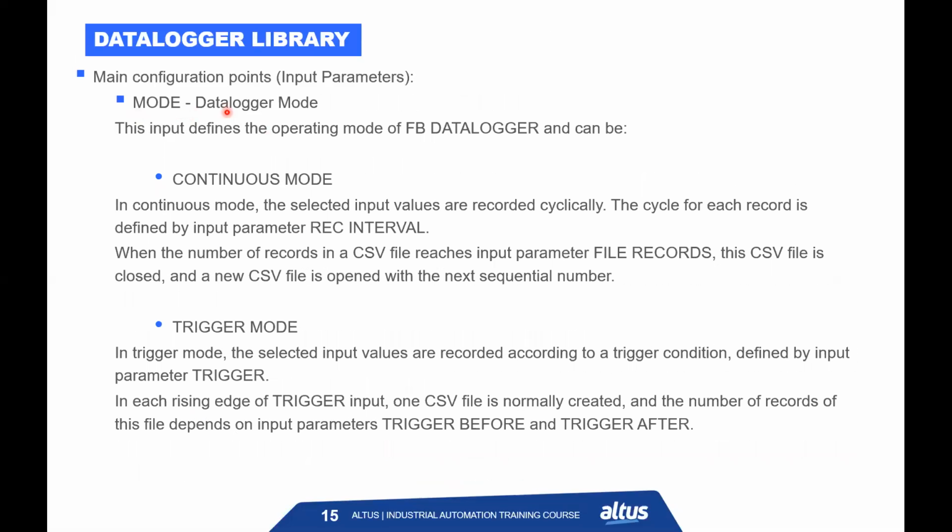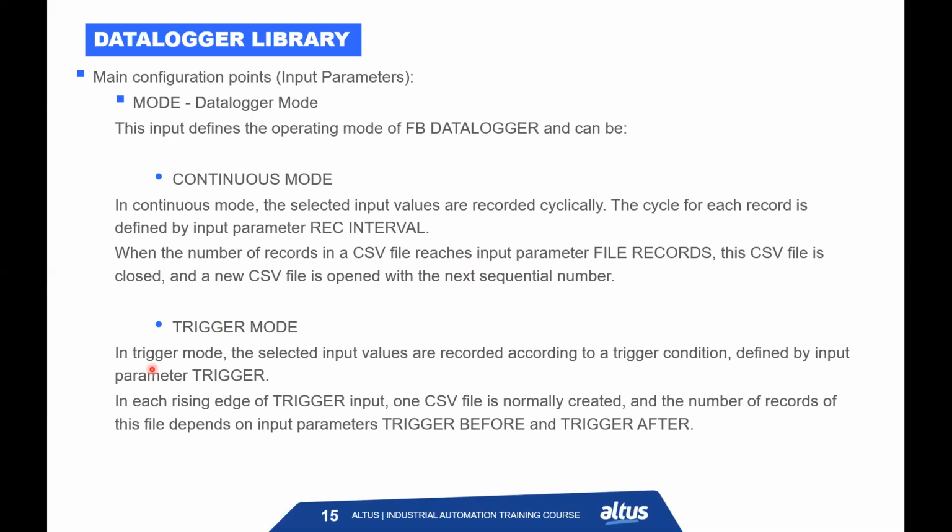The mode. We have basically two modes. This input defines the operation mode of the functional block data logger and can be continuous mode. In continuous mode, the selected input values are recorded cyclically. The cycle for each record is defined by input parameter rec interval. When the number of records in a CSV file reaches input parameter file records, this CSV file is closed and a new CSV file is opened with the next sequential number.